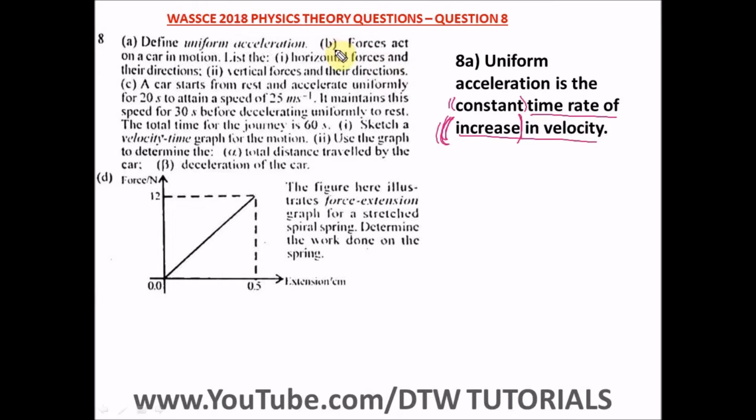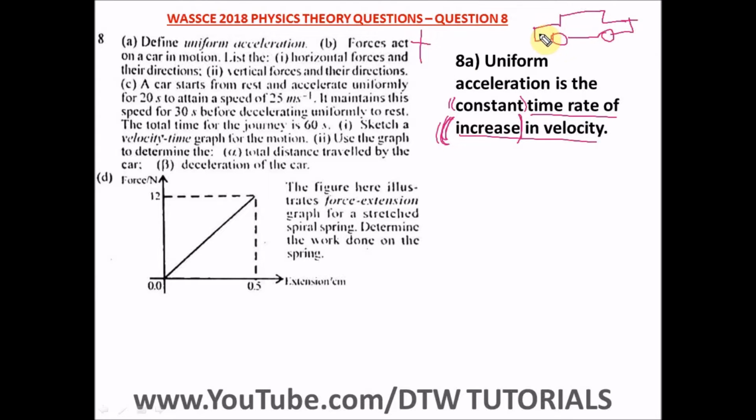Now B says what are the forces that act on a car in motion? List the horizontal forces and their direction, that's i, and ii says vertical forces and their direction. So let's say you have a car here. So what are the forces now? For the horizontal forces, this is horizontal and this is vertical.